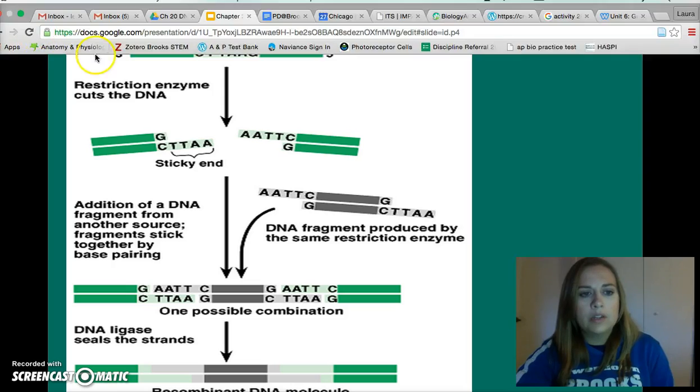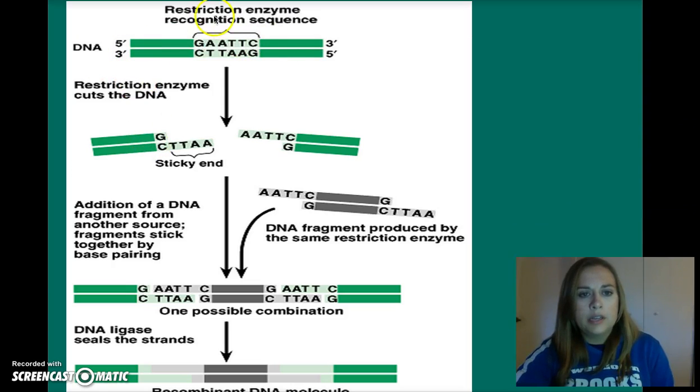So what we have here is our double-stranded DNA. We have our restriction enzyme recognition sequence. This is where the restriction enzyme is going to go. It's going to cut the DNA. And notice that it's a jagged cut. It doesn't cut it straight through. And that's really important. These overhanging ends are called sticky ends.